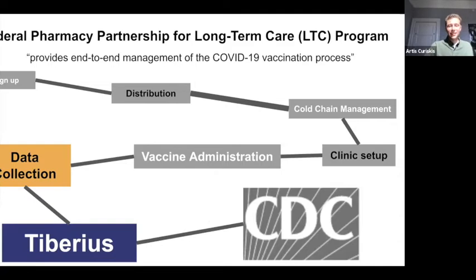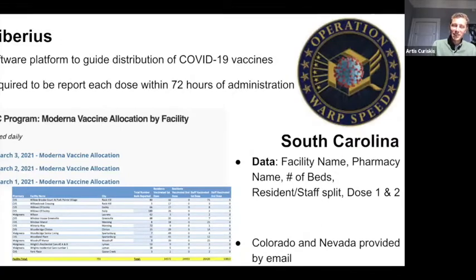So then how does this data get to the CDC? Tiberius data collection. The Department of Defense, in their memo about Tiberius, makes the joke that Captain James Tiberius Kirk from Star Trek is what it's slightly named after. And I guess it's also in line with Operation Warp Speed. There's a whole Trekkie science thing going on there.